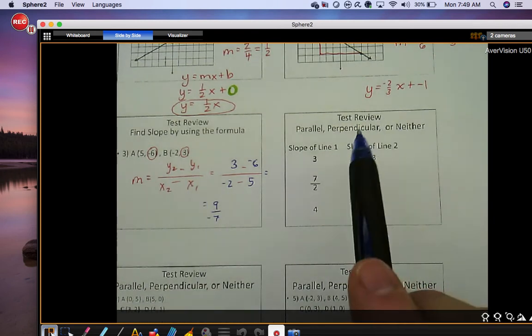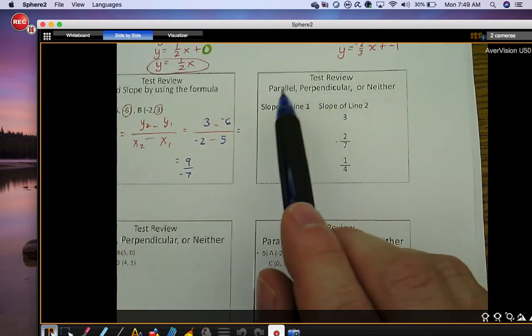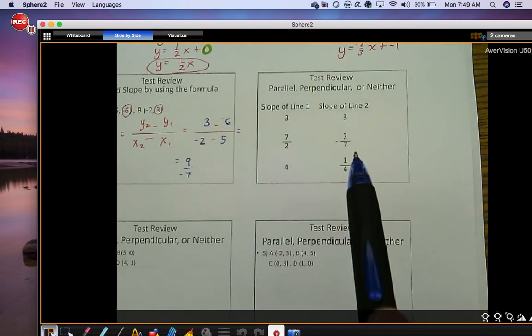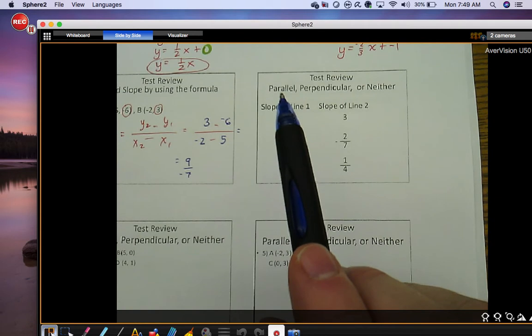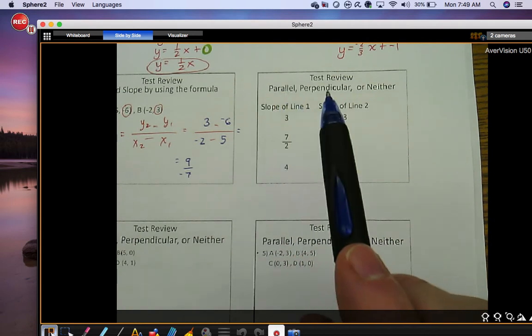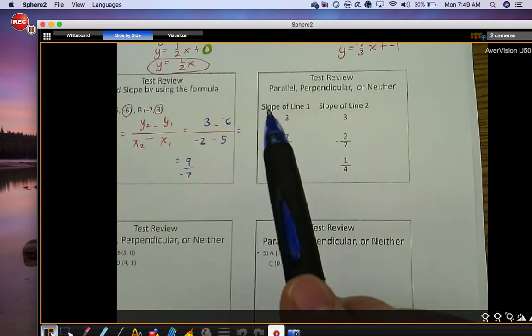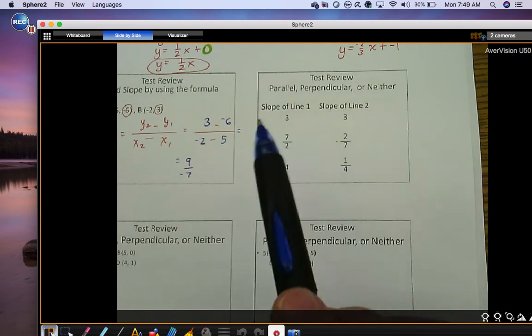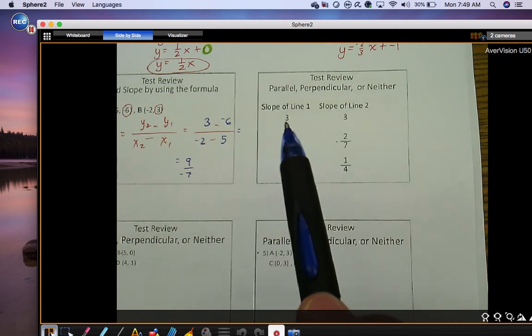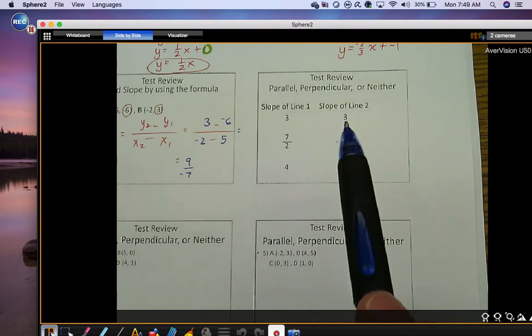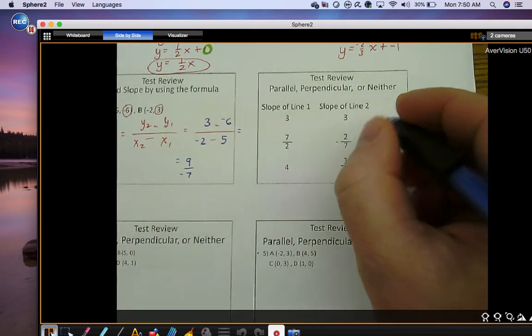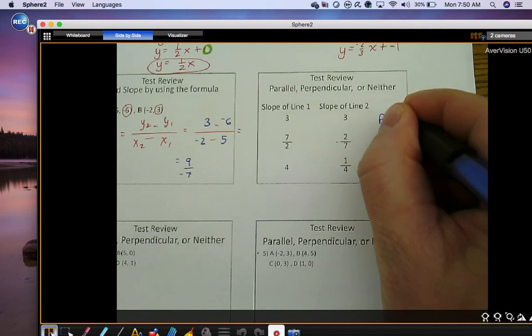Okay, moving on to the next section: parallel, perpendicular, or neither. How can you tell if lines are parallel, perpendicular, or have neither of those relationships? Well, you can tell by looking at the slopes. So here's a good example. If the slope of line 1 is 3 and the slope of line 2 is 3, I know that these lines are parallel.